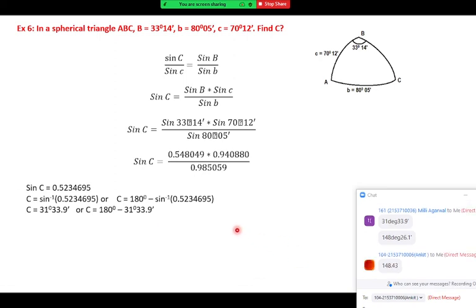Okay, good. So here, yes, correct answer. Good. So Ankit gave 148.43 degree. Okay, if you are in degrees, that's okay. That way also you can write it. So these are the answers that we have. Now tell me which should be the correct answer. 31 degree or 148 degree?